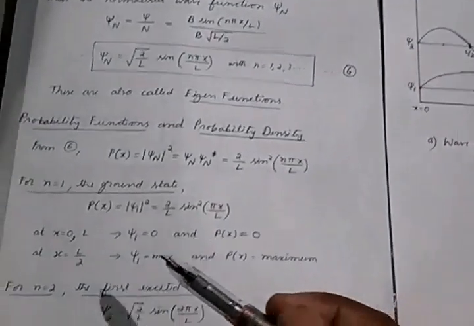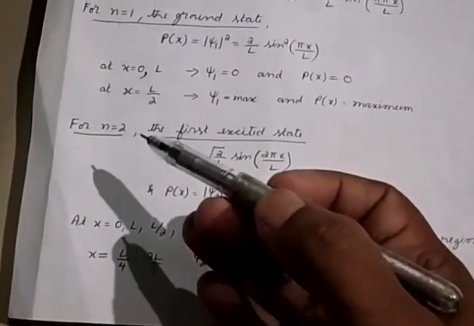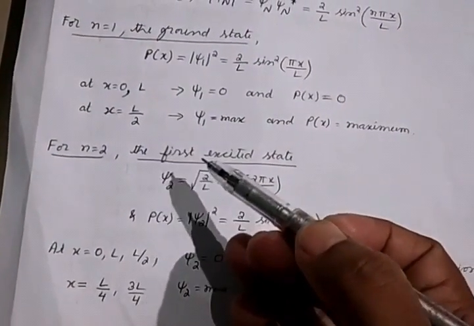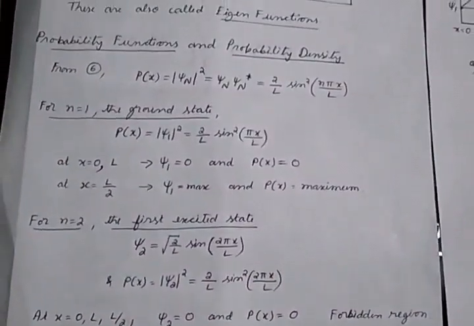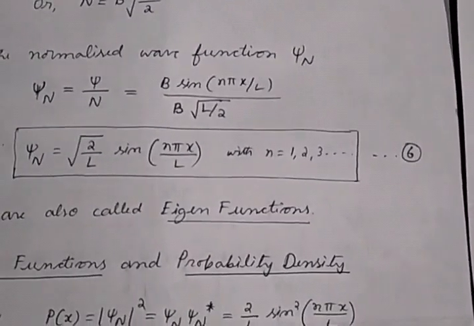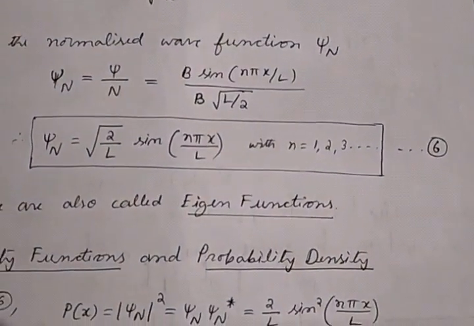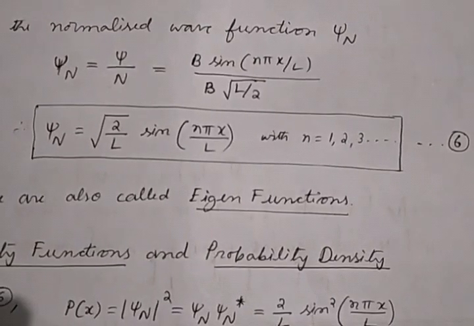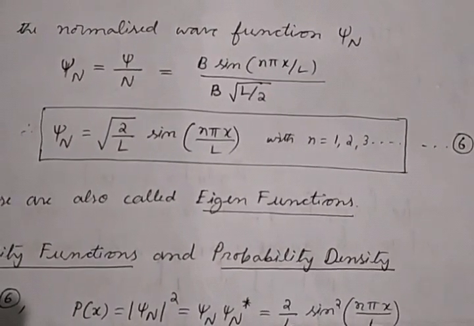Now in the same way we can go on for other energy levels like n equal to 3, the second excited state, and so on. So this is how we are able to discuss the particle in the one dimensional potential well using the normalized wave function which you obtain using Schrodinger's wave equation.